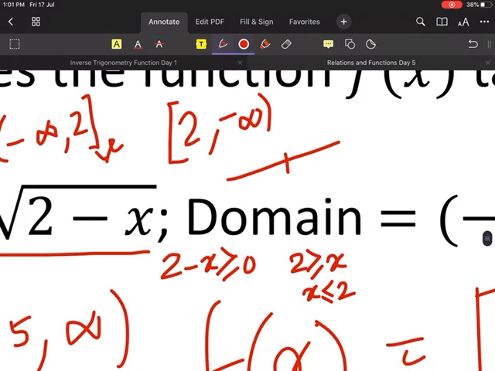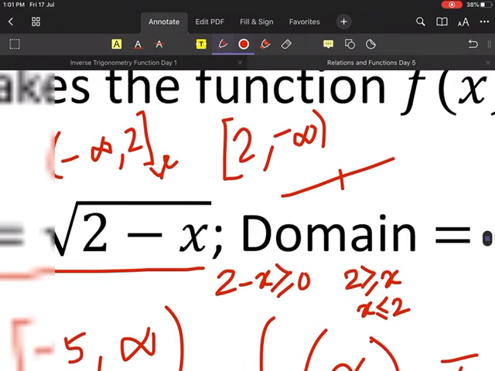x is less than or equal to 2, right? And equal to 2 means 2 is the maximum value. So open third bracket, and here close bracket at 2. Less than or equal to 2 means the minimum value will be minus infinity. Minus infinity comma 2. This is the correct answer. Understood? Am I clear?